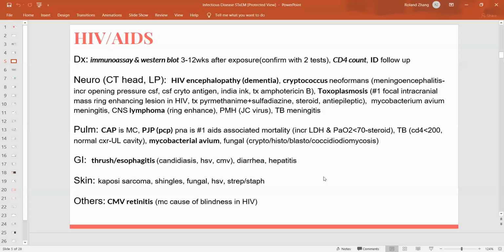GI, most common will be your thrush and esophagitis. They can be caused by fungal or virus. And then, of course, they have the colitis, diarrhea. Skin, any bacterial, viral infection, but characteristic with HIV and AIDS is the Kaposi sarcoma, which is actually not a virus, but like a tumor. The other thing that we worry about in these patients is the CMV retinitis, which is the most common cause of blindness in HIV, so we can't miss that.